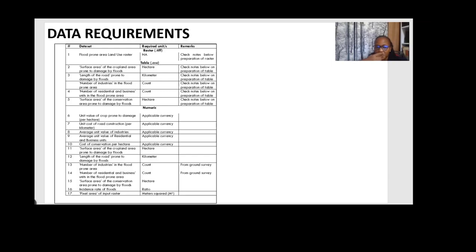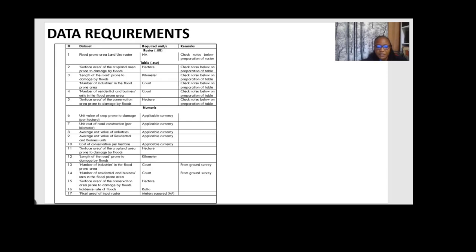In the Kenyan scenario, and I believe this could apply to most of the other countries, the road construction is charged per the number of kilometers being constructed. So sometimes you get to hear that a road is about 1 million Kenya shillings or $1 million US per kilometer in terms of what is engaged in constructing this road. So this is the reason why we are looking at the length of the road prone to damage by floods, with the units being in kilometers.